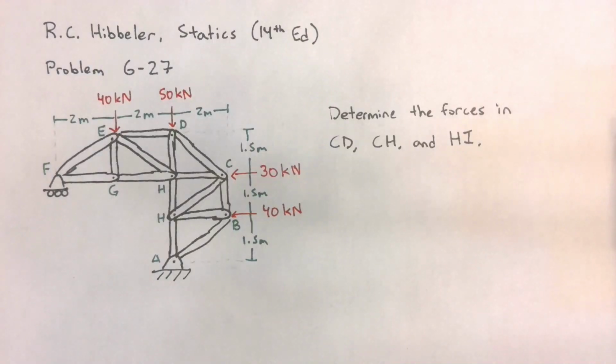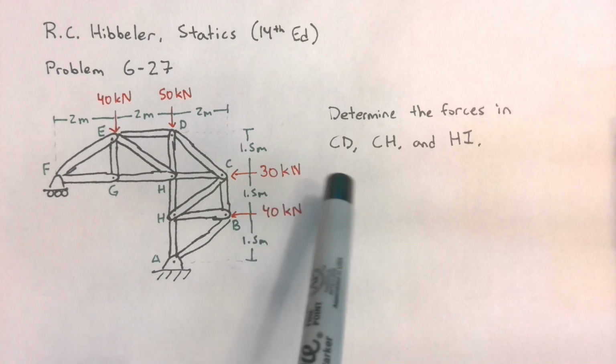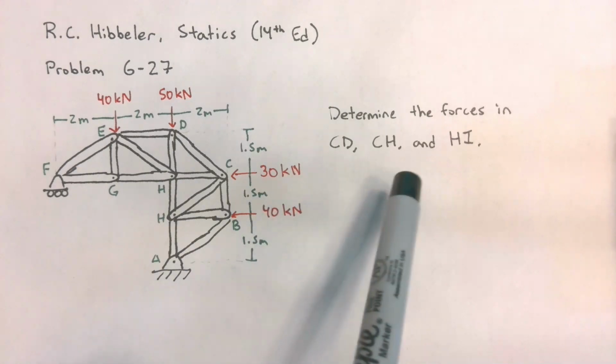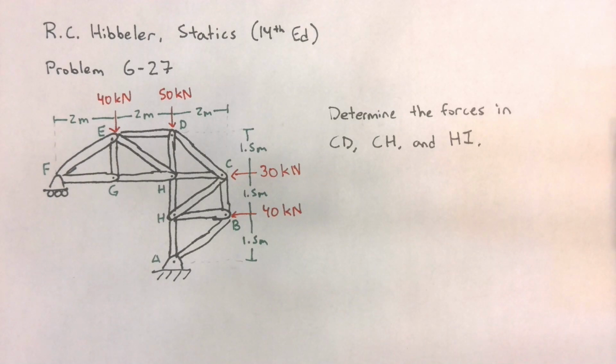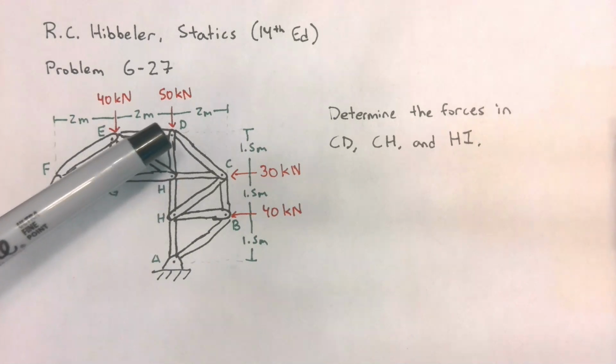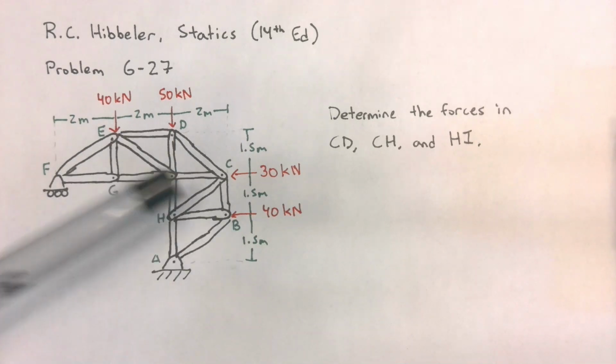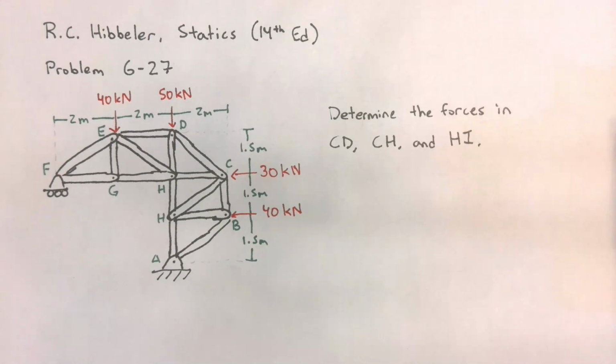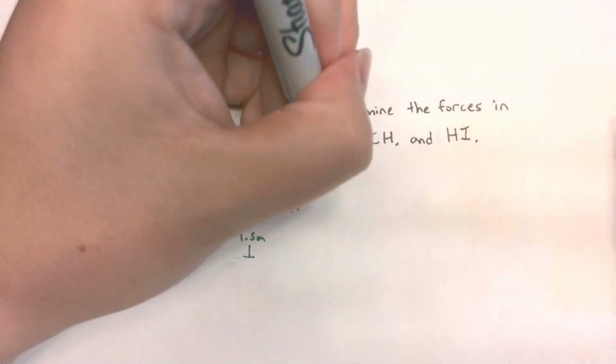So in this problem, we have a truss system, but we only want to find the forces in members CD, CH, and HI. Now if we want to use the method of joints, we're going to have to start somewhere where we already can identify the forces and then just start moving along the joints. So for this problem, I want to use specifically the method of sections.